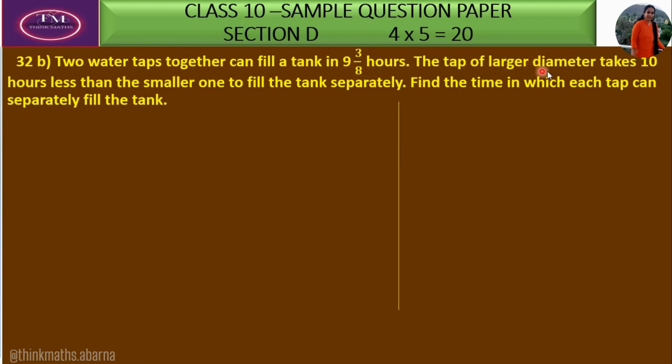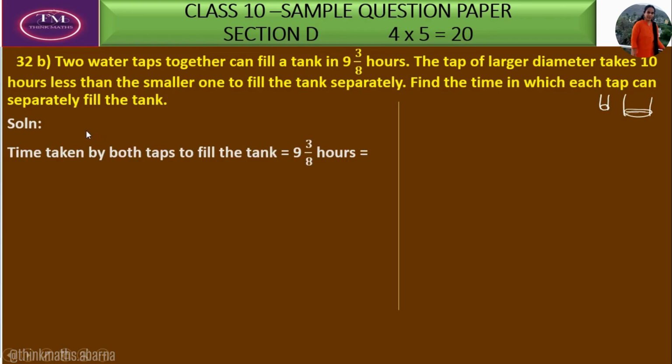So one tap has a larger diameter. So there are two taps, one is small and one is big. Okay, so it has a larger diameter. This larger diameter takes 10 hours less than the smaller one. So let us assume the time taken for the smaller one as x. So you can subtract 10 from x, that is x minus 10, for the larger diameter. Now we have to find the time for each tap to separately fill the tank. So what is the data given? Let us start the solution.